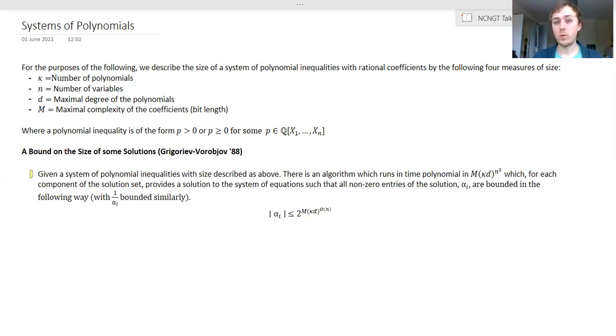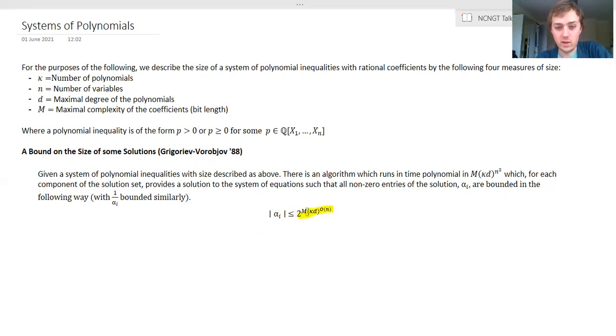And Grigoriev and Vorobyov said that if you're given a system of polynomials and you can describe its size as above, then there's an algorithm which runs in time polynomial in this quantity, which is sort of exponential-ish in the size of the system. Then for each component of the solution set, this algorithm provides you with a solution. And not only does it provide you with a solution, but the solution itself has its size bounded as a function of the size of the system of polynomials.